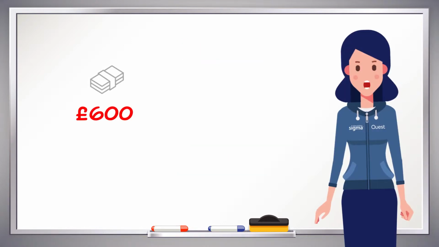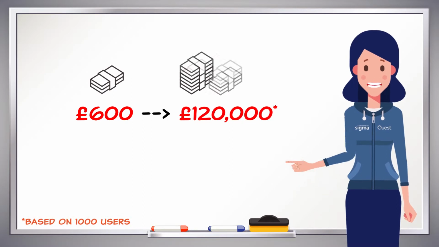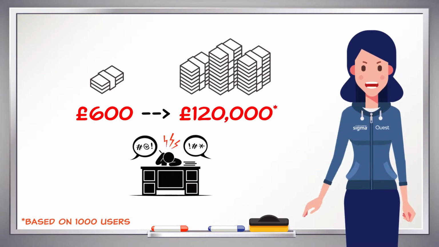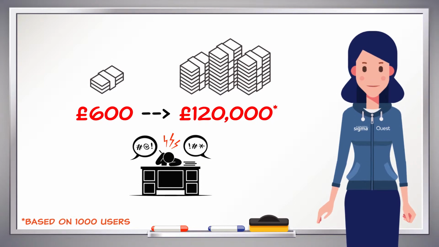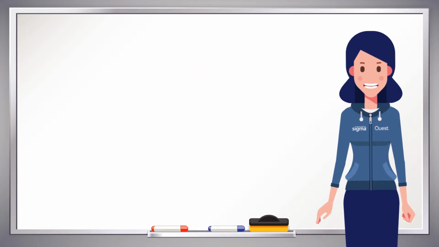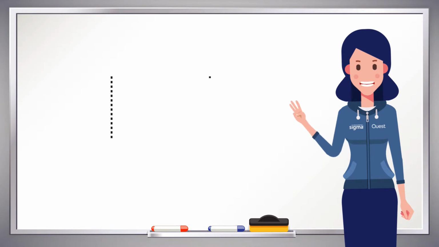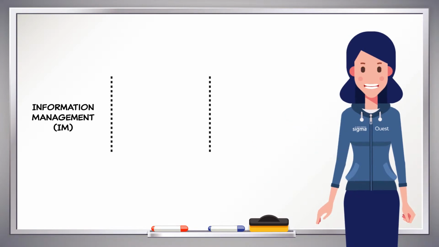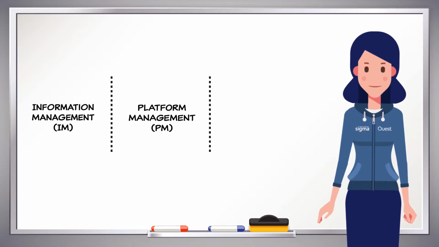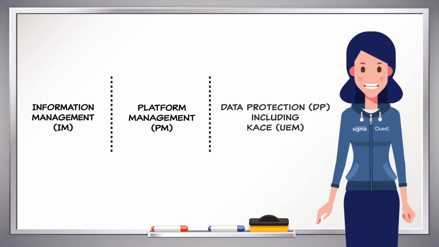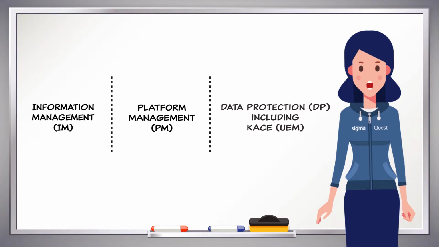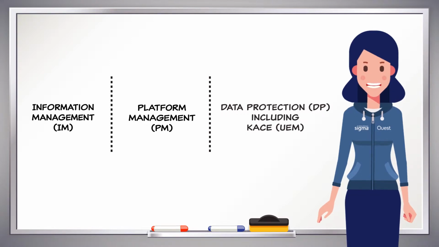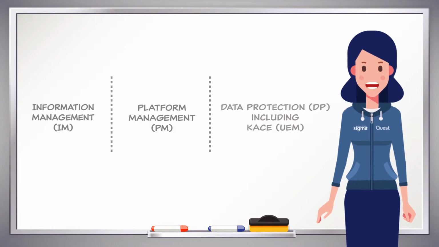Turning a £600 order into a £120,000 one could seem like a mighty fight, but with Quest, all it takes is a few simple questions. Quest is divided into 3 different solution areas: information management, platform management, and data protection including KACE. We're going to take you through the Quest portfolio, starting with the request of a very popular product through to the whole range that Quest can offer.